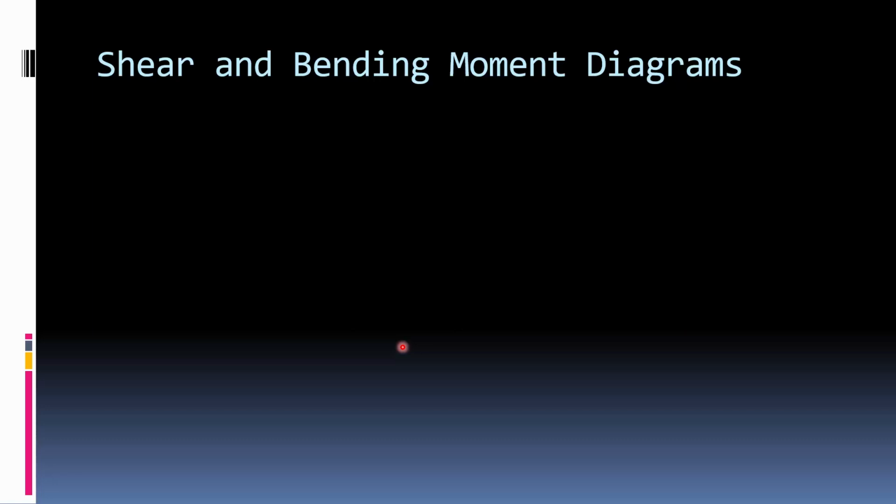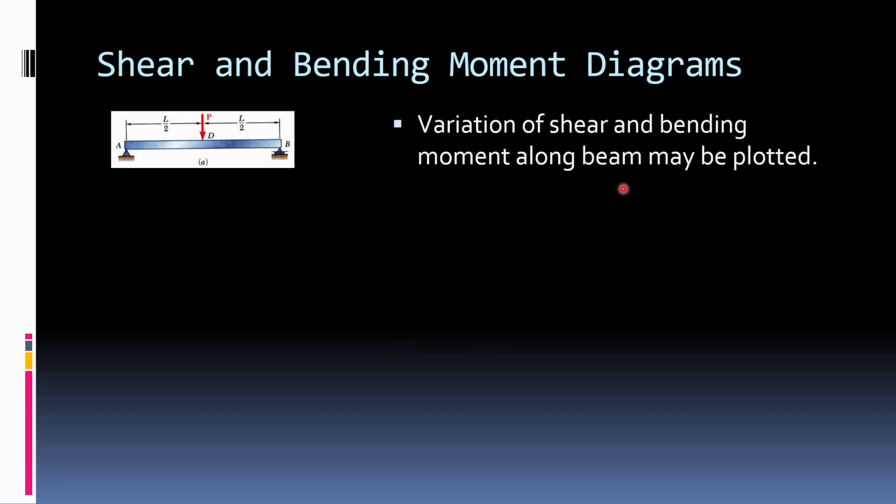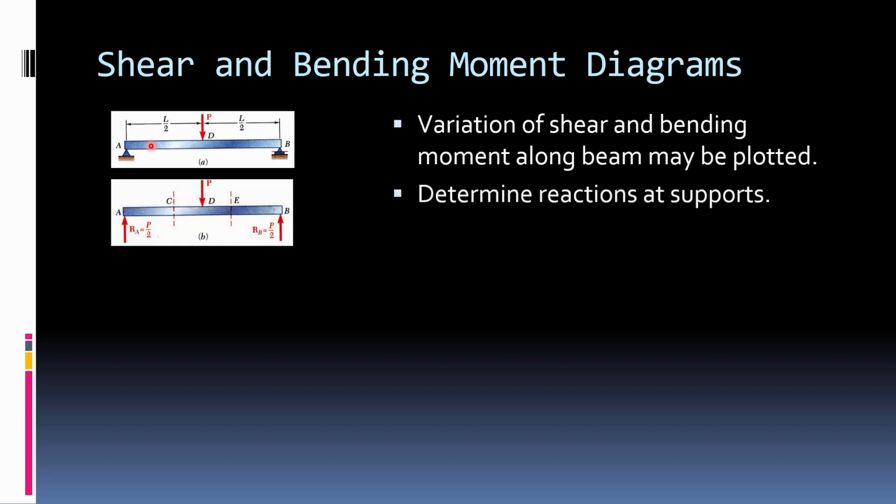Okay, so we're going to make a shear force and a bending moment diagram so we can kind of visually see what's happening here. Variations of shear and bending moment along a beam can be plotted, right? Because you can picture this. Right off the bat, there's going to be P over 2 on both sides. And so if you're right here really close, you're going to have different moments and different shears. Okay, so here we go.